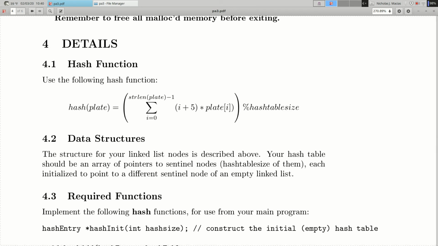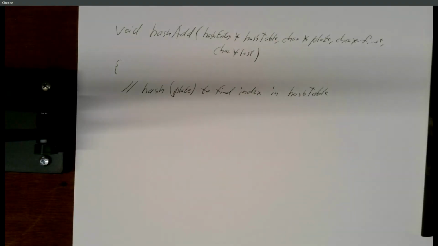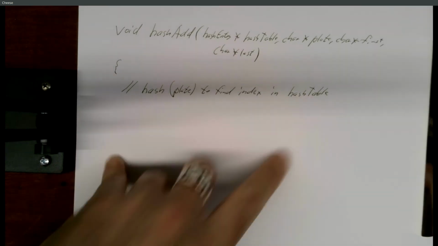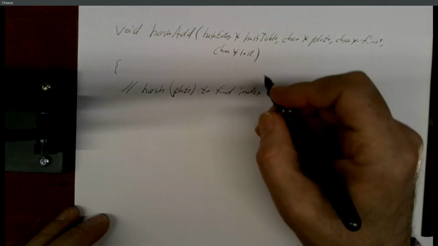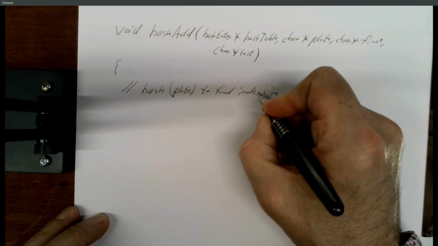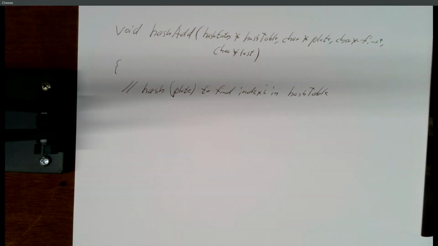So you're going to make a function int hash, takes an argument char star plate. All right, so hash the plate to find the index in the hash table. Let's call this index i. Call it something better than i. Call it location in hash table or something.